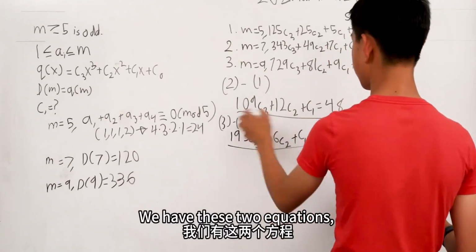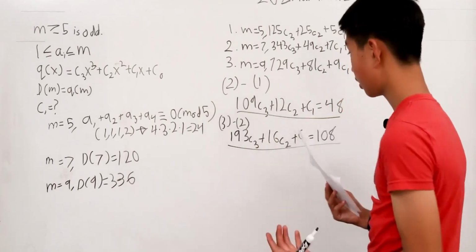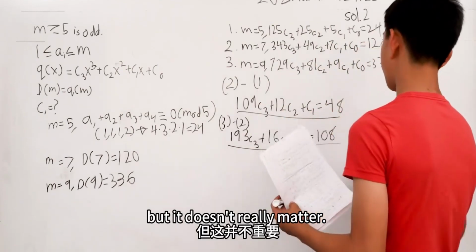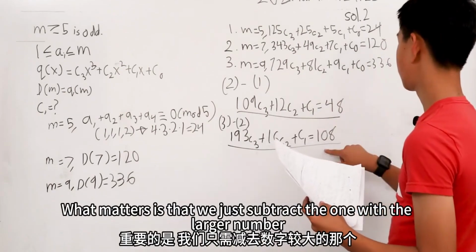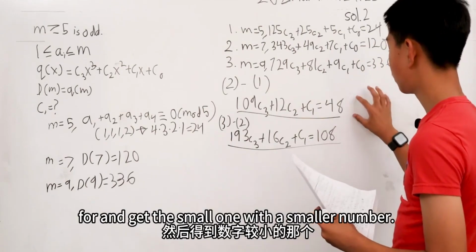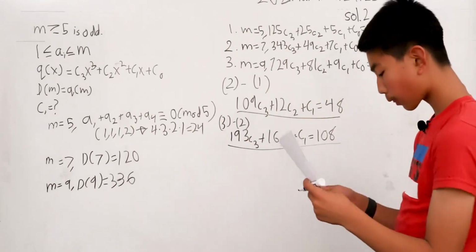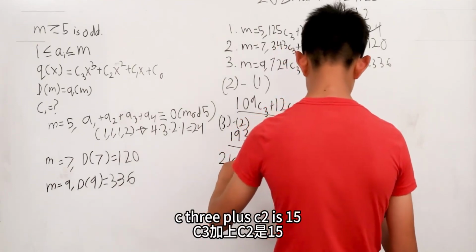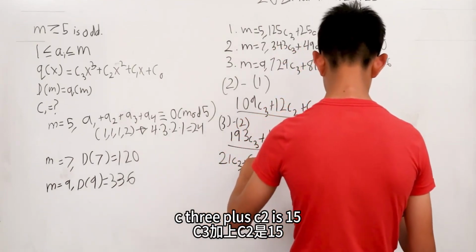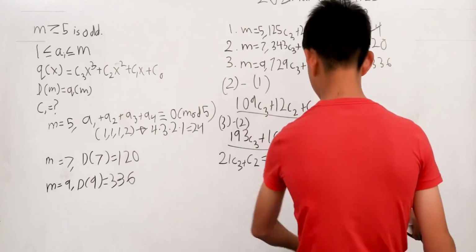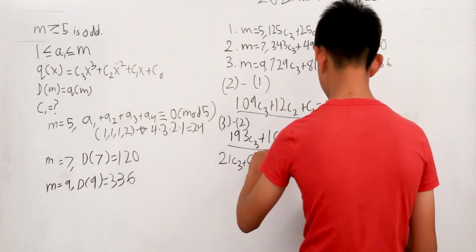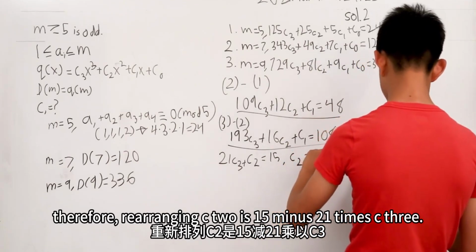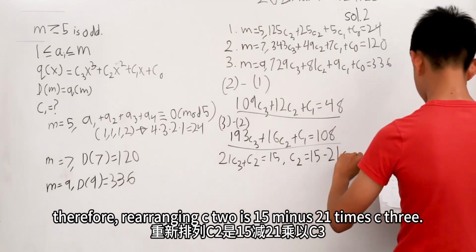Well, now we have these two equations, which we can then subtract. These could be numbered 4 and 5, but it doesn't really matter. What matters is that we subtract the one with the smaller number from the one with the larger number. When you simplify that, you get 21 C3 plus C2 is 15. Therefore, rearranging, C2 is 15 minus 21 times C3.